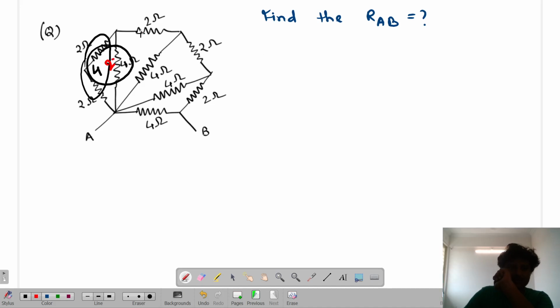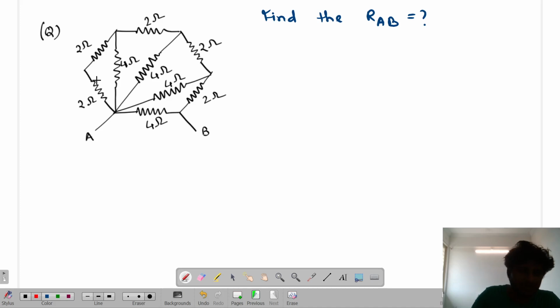And then 2 plus 2 is how much? Once again 4. And this 4 and this 4 is once again in parallel, so once again I'll get 2 ohms. And this 2 and 2 once again is 4. And once again 4 and 4 is parallel, so once again I'll get 2. 2 and 2 once again is 4. Are you able to understand me? So we are bringing it down to only one equation, or not. So this is called rearrangement only.